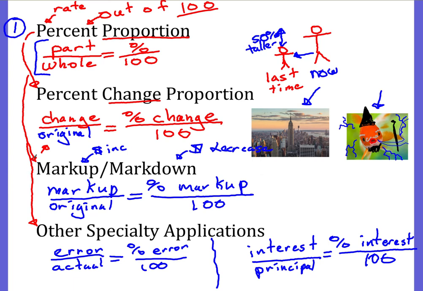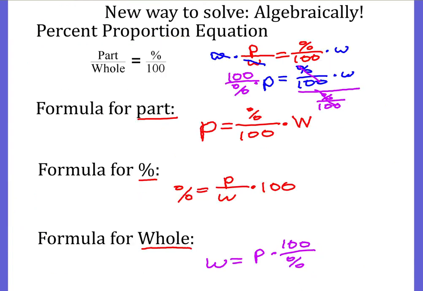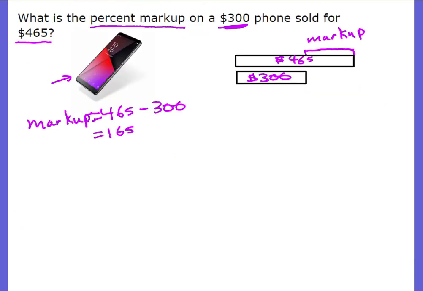And we know that we want to grab this one right here. So we'll take the markup over the original is equal to the percent markup over 100. So let's write that down. I'm going to write it in shorthand. So we got the markup over the original is equal to the percent markup over 100.